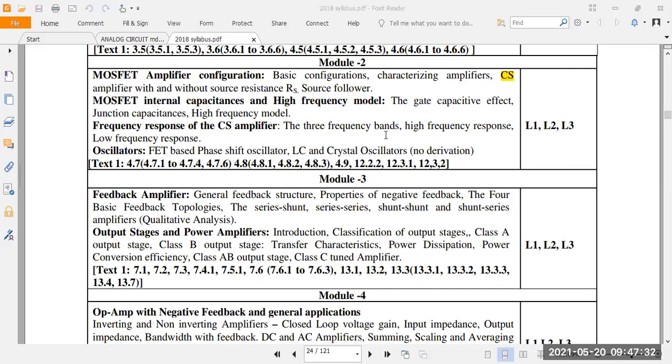So in yesterday's class, we discussed low frequency and high frequency, and also we started the oscillator part. In oscillators, we almost finished the FET based phase shift oscillator. In that, you have to write the circuit diagram, then give the explanation with the equation. After that, you have to solve the problem.